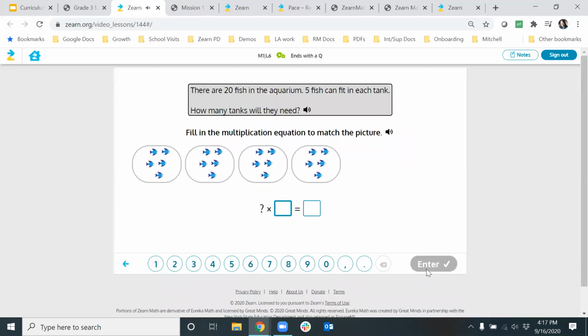In this third checkpoint, students moved to representing the known parts of the problem in a multiplication equation, just as they were doing in the teacher-led lesson. So here, I know there are 5 fish in each tank and 20 total fish.